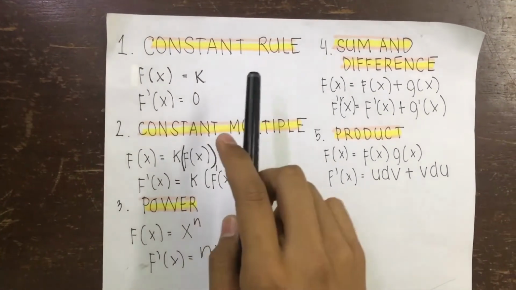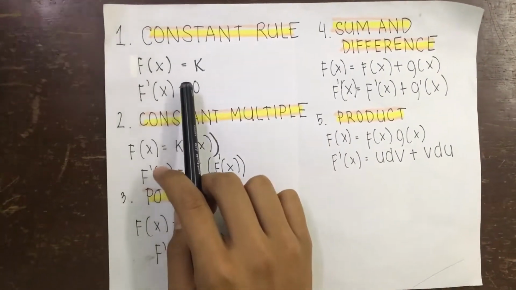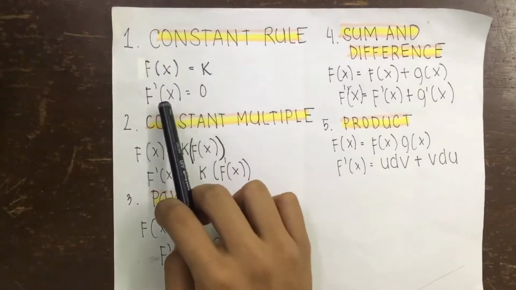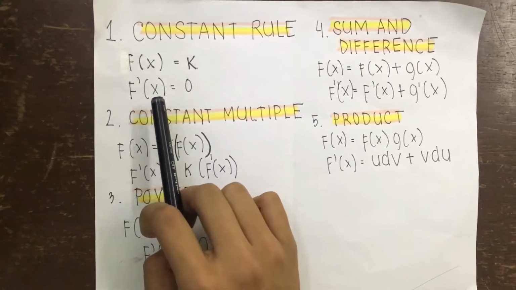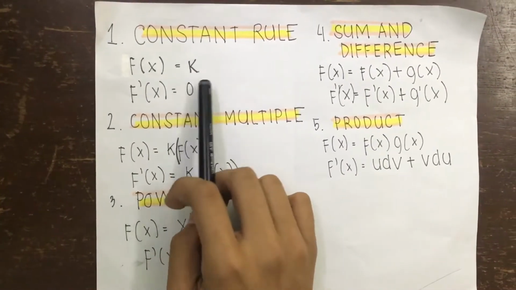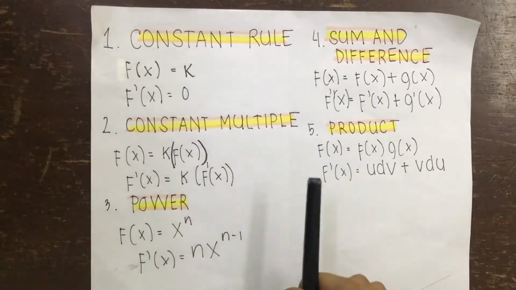So our first rule is the constant rule. If you have a function equal to k, then f prime of x, or the derivative of f of x, is equal to 0. So any constant's derivative is equal to 0.